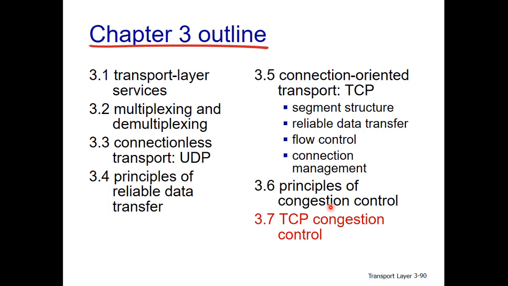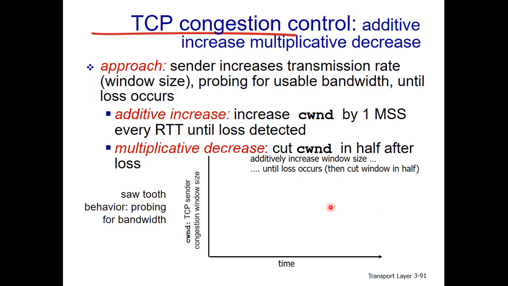So what is the methodology that TCP adopted in order to overcome the congestion? TCP adopted TCP congestion control: additive increase, multiplicative decrease. The approach is that the sender increases the transmission rate, which is the window size. The sender is increasing the window size. These are the packets that the sender can send back to back, probing for usable bandwidth until loss occurs.